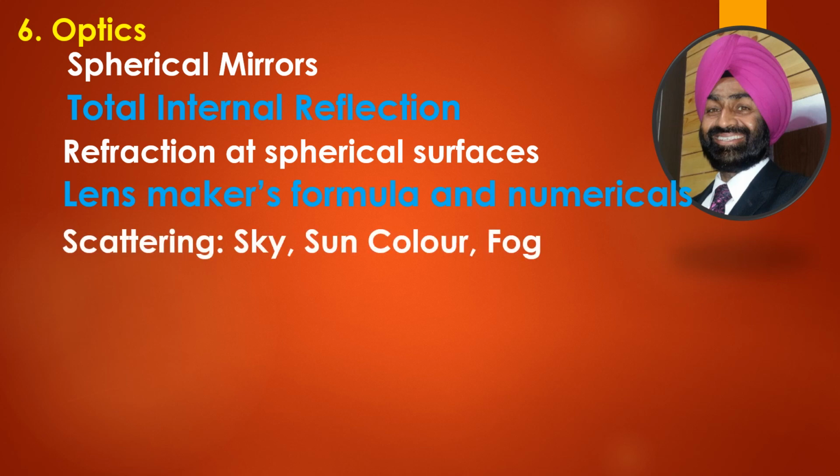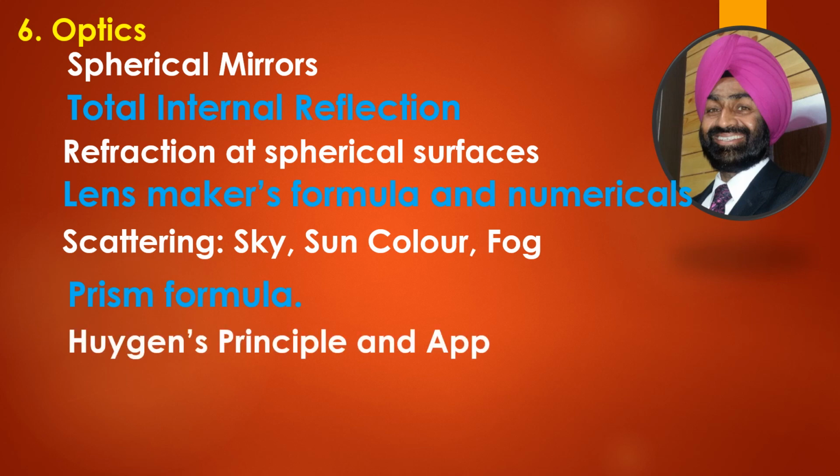Further, scattering is another important issue. Why is sky blue in color? Called Rayleigh scattering, in which intensity of the scattered light is inversely proportional to fourth power of the wavelength. Why is sun red in color at the morning and sunset time? Why is fog white in color? And so on. Then derive prism formula, that is mu is equal to sine of (A plus delta m) by 2 upon sine of A by 2, the graph between angle of deviation and angle of incidence. Then in wave optics, lesser important is Huygens principle and its applications.